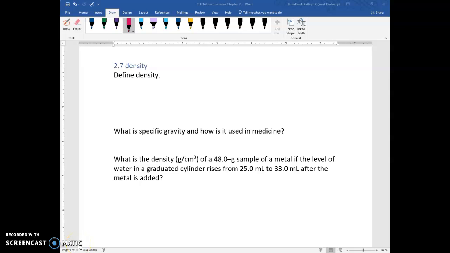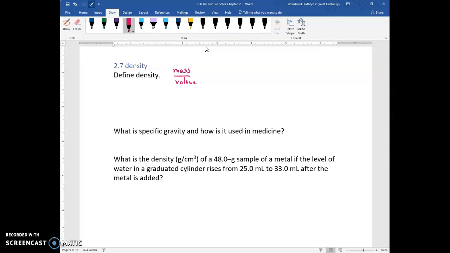So this last section, we're going to look at density. We can define density as a relationship of mass to volume. So it's the mass divided by the volume. Most of us have a general idea of density. Pillows are full of foam or goose feathers, and they're not very dense. They have very little mass for their volume.